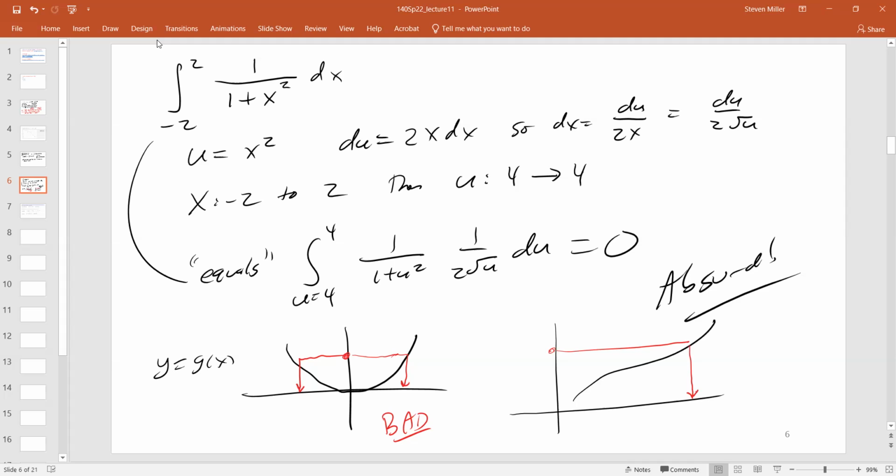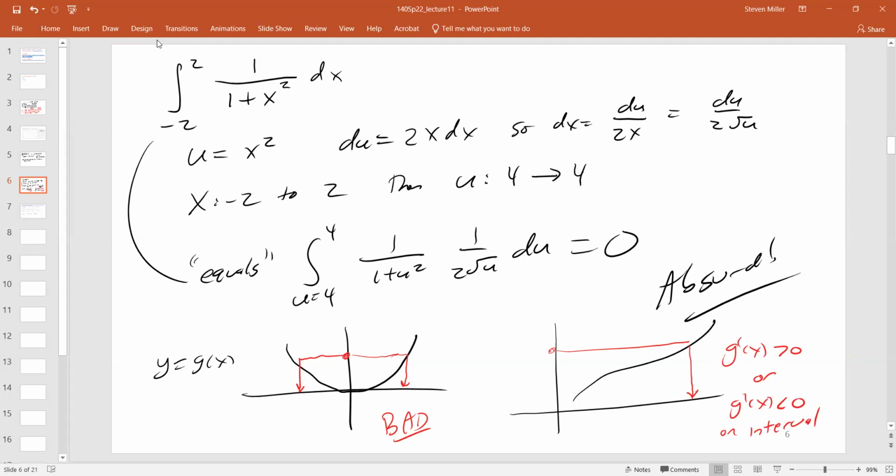And so I need my function to be increasing or decreasing. So really what I need is g prime of x should be greater than 0 or g prime of x should be less than 0 on the integral, because the first derivative tells you whether or not you're increasing or decreasing. So if I want to do a change of variables, this is a good way to do it.